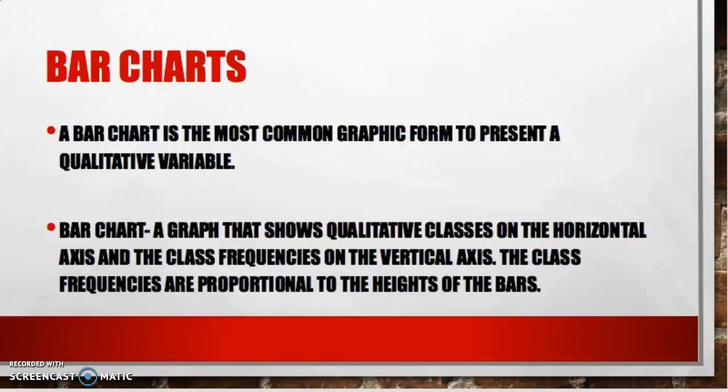Bar charts. A bar chart is the most common graphic form to present a qualitative variable. A bar chart is defined as a graph that shows qualitative classes on the horizontal axis, also the class frequencies on the vertical axis. The class frequencies are proportional to the heights of the bars.